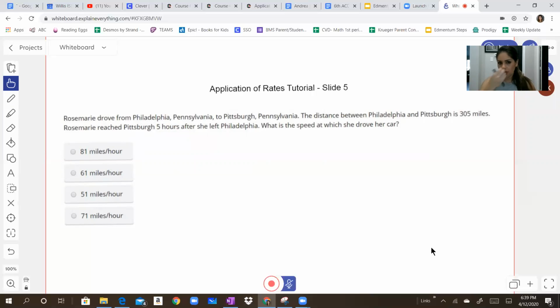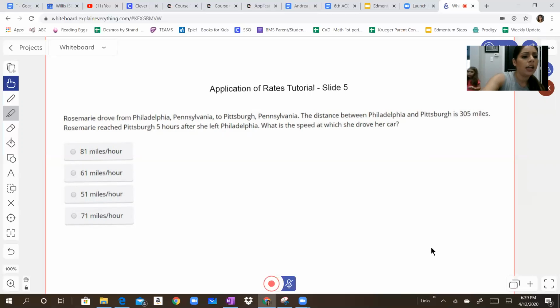So application of rates tutorial, slide 5. Here's the same question, but we're going to work this out together. Rosemarie drove from Philadelphia, Pennsylvania to Pittsburgh, Pennsylvania. The distance between Philadelphia and Pittsburgh is 305 miles. Okay, two cities, 305 miles in between. Rosemarie reached Pittsburgh 5 hours after she left Philadelphia. What is the speed at which she drove her car? So we are looking for how many miles per hour did she drive?